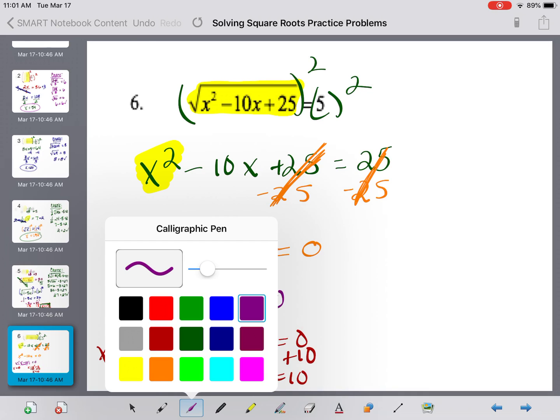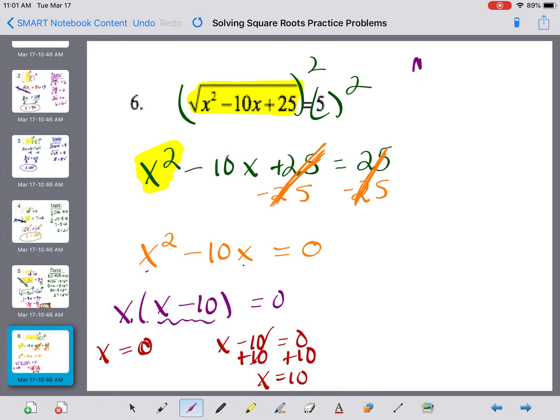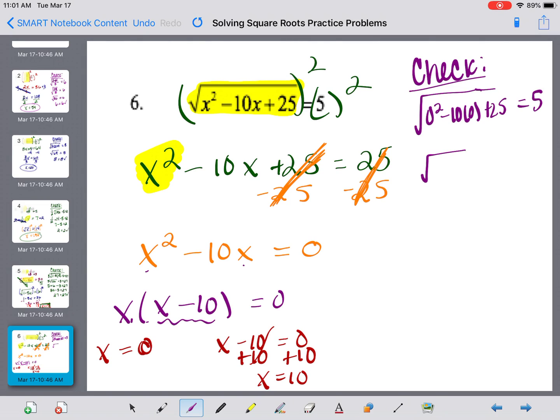So I'm going to check 0 first. To check both answers, I'm going to take 0 and plug it into the original. So we get 0 squared minus 10 times 0 plus 25. We're going to see if that equals 5. Well, underneath our radical, if you plug that in your calculator, 0 squared minus 10 times 0 plus 25 is 25. And yes, the square root of 25 is 5. So 0 is a solution. It worked out. 5 is equal to 5.